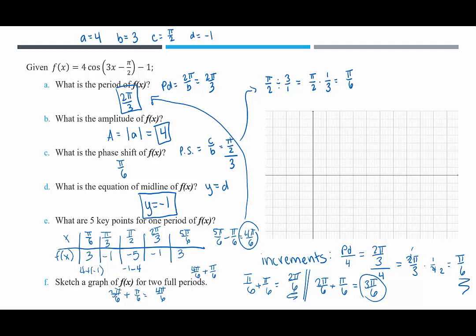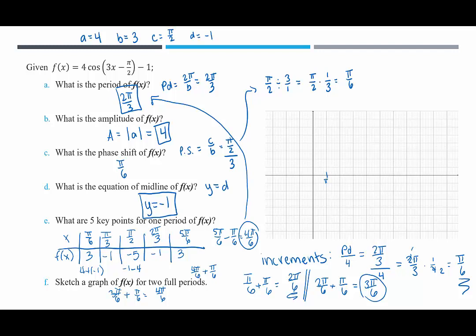So that's setting up 5 key points for 1 period, but we are asked to graph 2 full periods. So we'll set this up and we'll graph 2 full periods. Hopefully I can squeeze it in on this graph. Looking at my x coordinates, what would be the most appropriate unit for my x coordinates? It looks like pi over 6 is going to be a good choice. That worked out really well that the increments and the phase shift were the same. That was very lucky on our part.